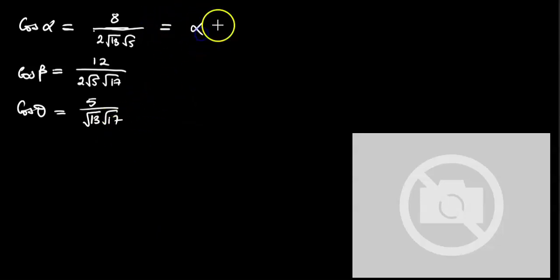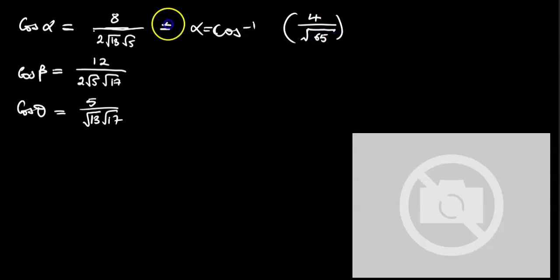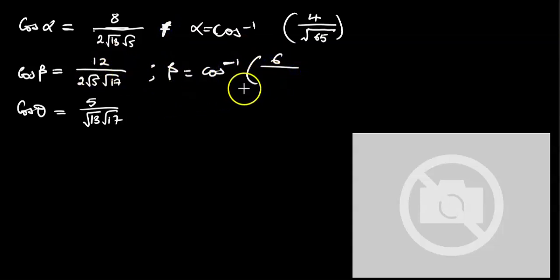So to get alpha, we just have to take cosine inverse or arc cosine of this. That is 8 over this denominator, which is 8 over 2 is just 4. So let me just do that. That'll be 4 over square root of 5 times square root of 13. So what is 5 times 13? That should be 65. Okay. Then for beta, this would just mean that this will be cosine inverse of, of course, 12 over 2 is just 6. 6 divided by 5 times 17, that should be square root of 85, right?